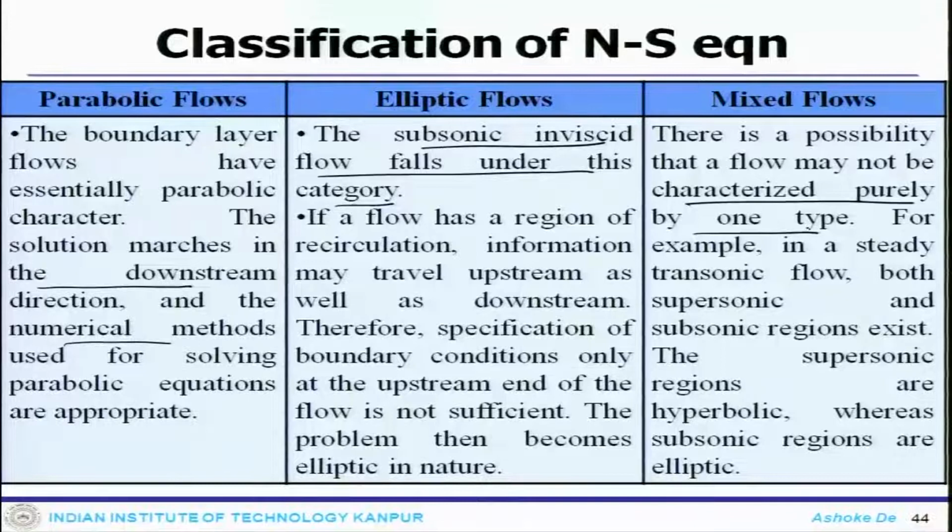For example, in a steady transonic flow, both supersonic and subsonic regions exist. So, the supersonic regions are hyperbolic in nature, whereas the subsonic regions are elliptic in nature. So, that means the application of the Navier-Stokes equation is also quite complicated, and depending on the flow domain, flow zone and the conditions or your extra peripheral conditions, things could be hyperbolic in nature, things could be elliptic in nature, or it could be mixed flow in nature.